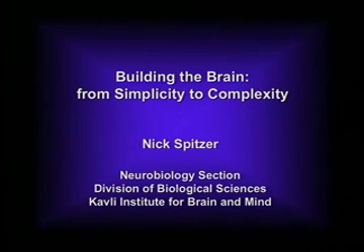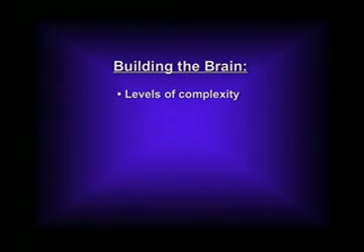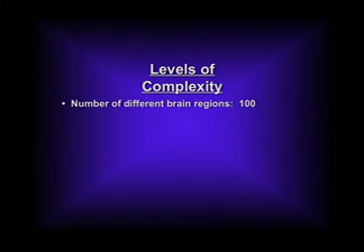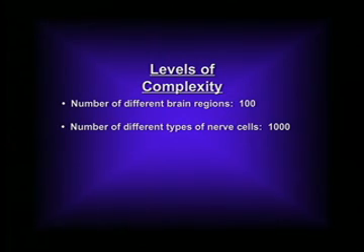So let's get to the business here and talk at the outset about levels of complexity. We can begin by noting that if we look at different regions of the brain that are specialized to deal with different activities, language, vision, olfaction, taste, we can probably identify about 100 different regions of the brain. On top of that, we can identify a riot, perhaps tenfold more different types of nerve cells, neurons. These would differ in terms of their shape, their morphology, with their processes, their axons and dendrites that allow them to establish connections with other cells.